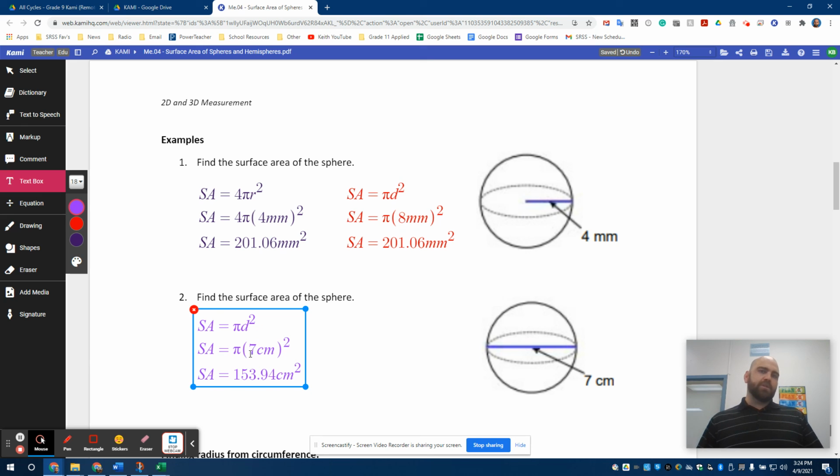You don't need to write in your units when you're doing the calculations. I want to see your calculations, how you're writing it out, but you don't have to write in your units. I will almost always do that. But for your answer, you need to make sure you're showing your units.